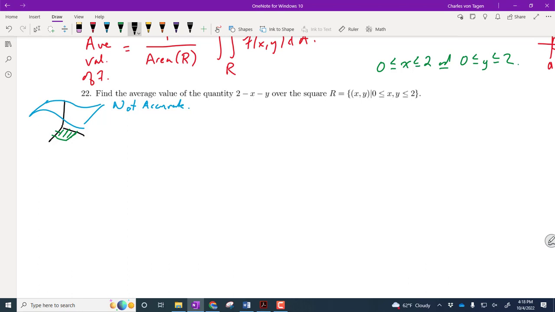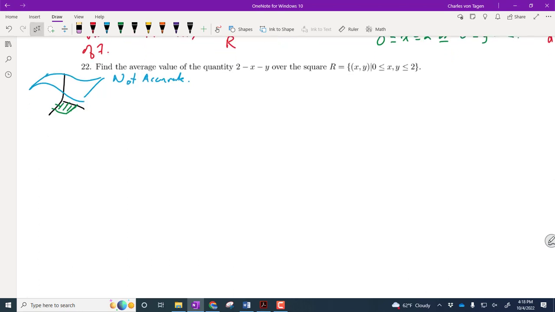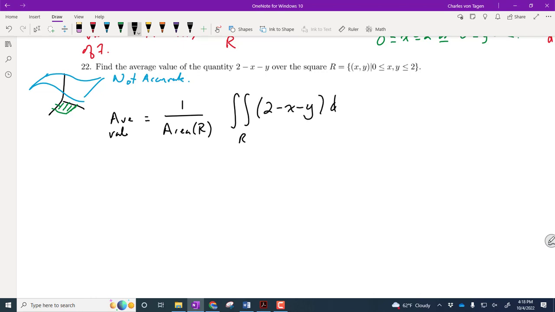And this one has a very boring answer, but it's okay. So the average value is equal to 1 over the area of R times the double integral over R of 2 minus x minus y dA. Folks, for a while I encourage you to write out this double integral, just to practice writing it before you jump into an iterated integral. I promise you it's going to help you lay the right foundation going forward.